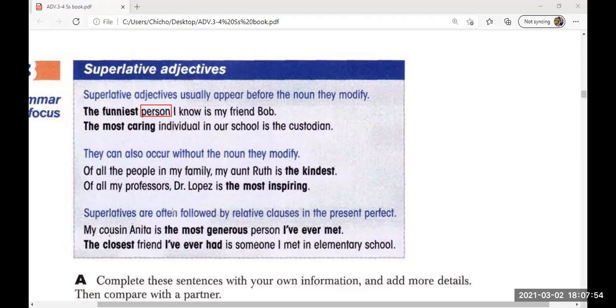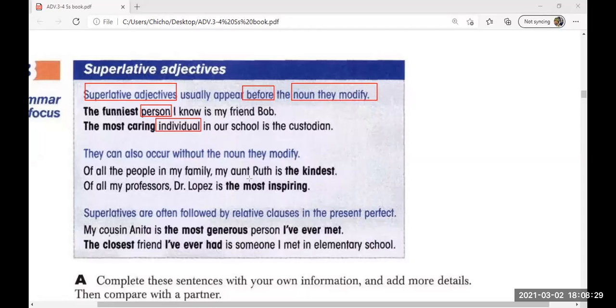The most caring individual in our school is the custodian. In this sentence, what is the noun that we are modifying? The custodian? The custodian, we are talking about the individual. It's like saying person too. Okay, como decir persona también. So remember that the superlative appears before the noun they modify.